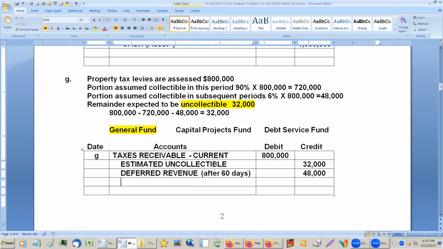And we will have revenue of $720,000. So this is what we're going to be able to spend in the current year. You know, this we're not going to collect. This we have to wait till next year to spend. So in the current year, we're going to bill out 800,000, but we're really going to take in an estimated 720,000.